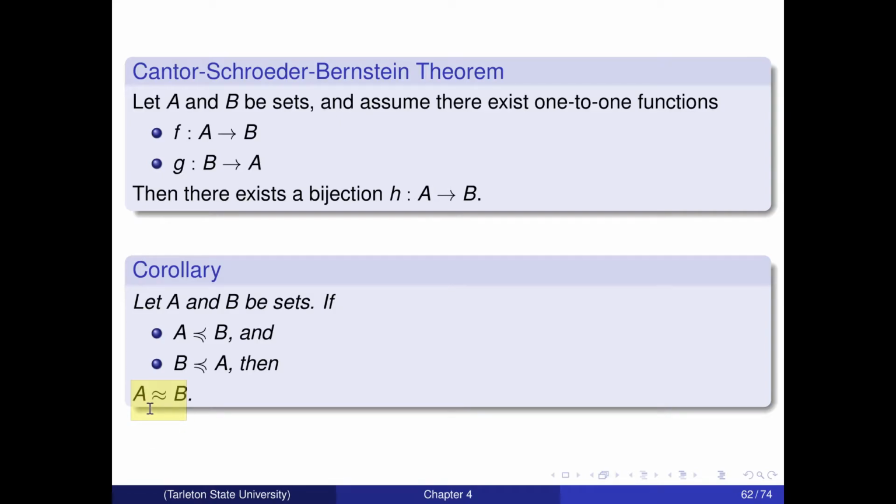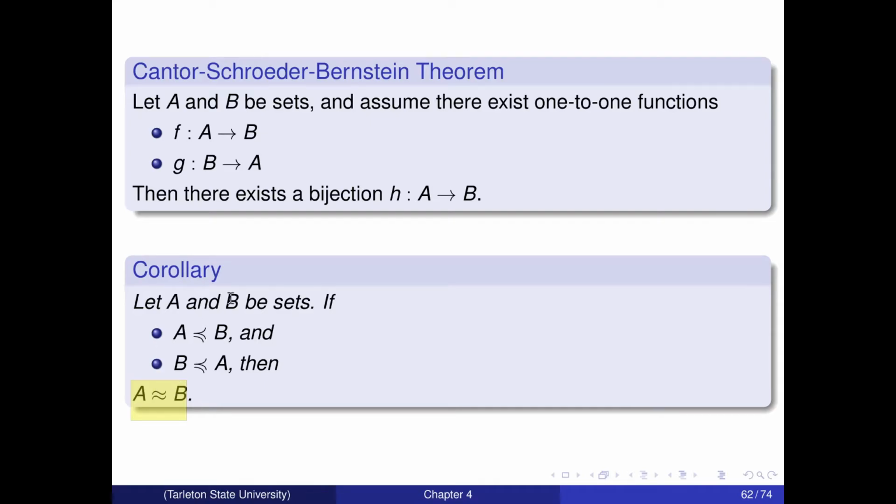Now, that doesn't mean that the set A is equal to the set B. It just means they have the same cardinality. So, for example, A might be the set {1, 2, 3}, and B might be the set {11, 12, 13}. In both cases, they have the same cardinality, but they're not actually equal to each other. And so we get a property that kind of looks like antisymmetry, but technically it's not antisymmetry.